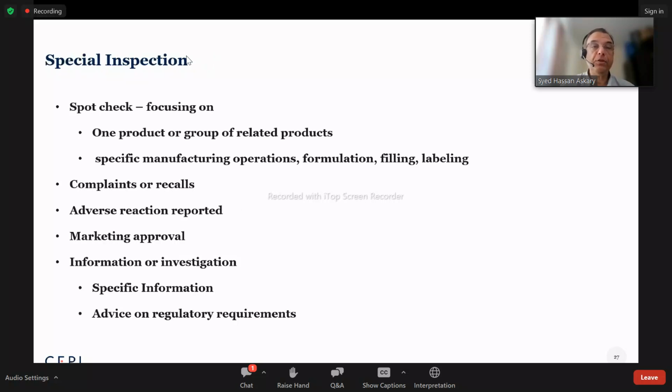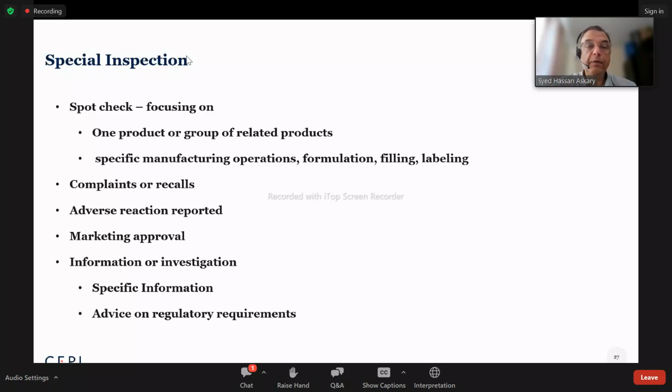And then there's a special inspection category where the agency wants to do a spot check. It can be focused on one product or several groups of related products. So, for example, if it's a bacterial product, tetanus, diphtheria, pertussis, they lump all the different products together, whether it's a primary series or a booster series, into this product-specific inspection.